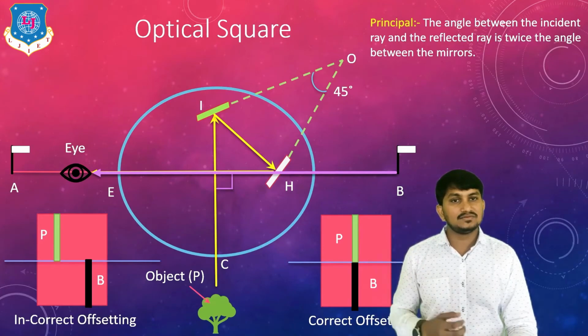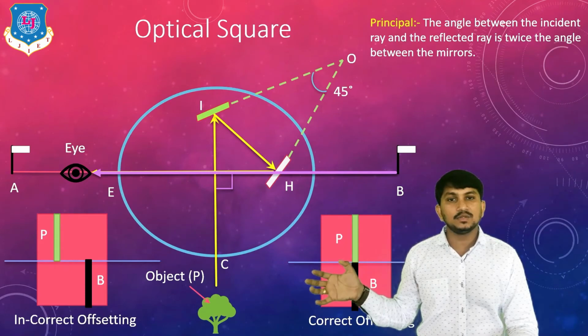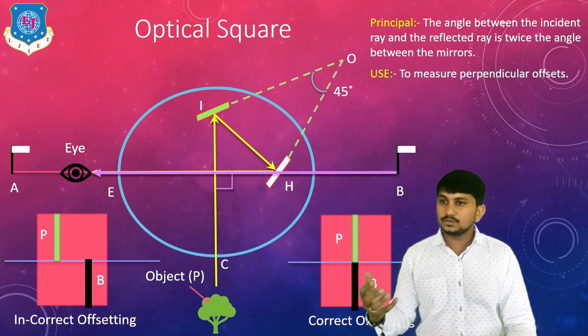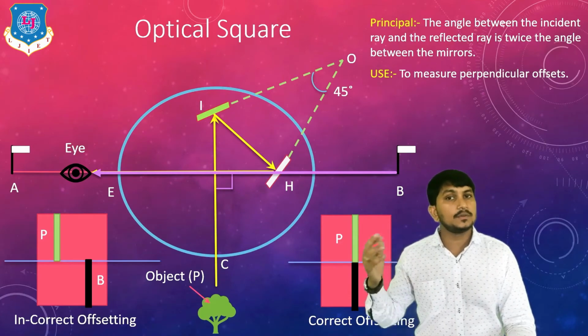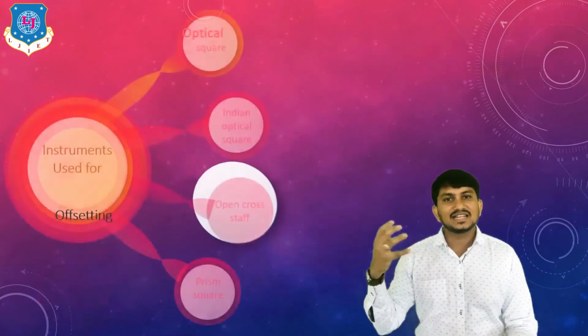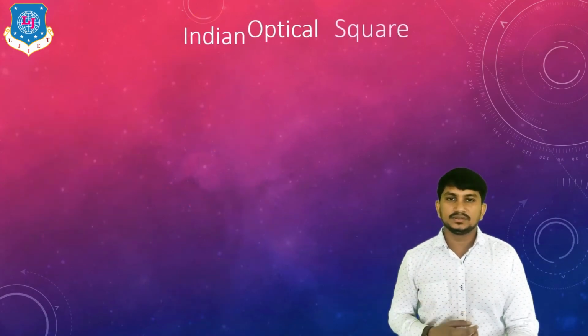The main principle, as we have discussed, is that the angle between the incident ray and reflected ray is twice the angle between the 2 mirrors. It is mainly used to measure perpendicular offsets. It is not used for oblique offsets. The next instrument used for offsetting is the Indian Optical Square.